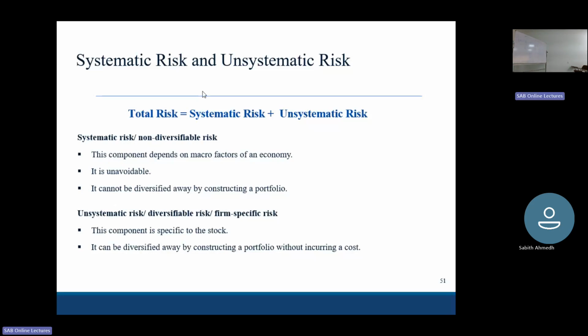In this formula, the investor's required rate of return is equal to the premium for the time value plus the premium for the risk. So risk premium is provided for what? For bearing which risk? Systematic risk. So then what is the relevant risk? What is the risk we are talking about? Systematic or unsystematic? Systematic risk.